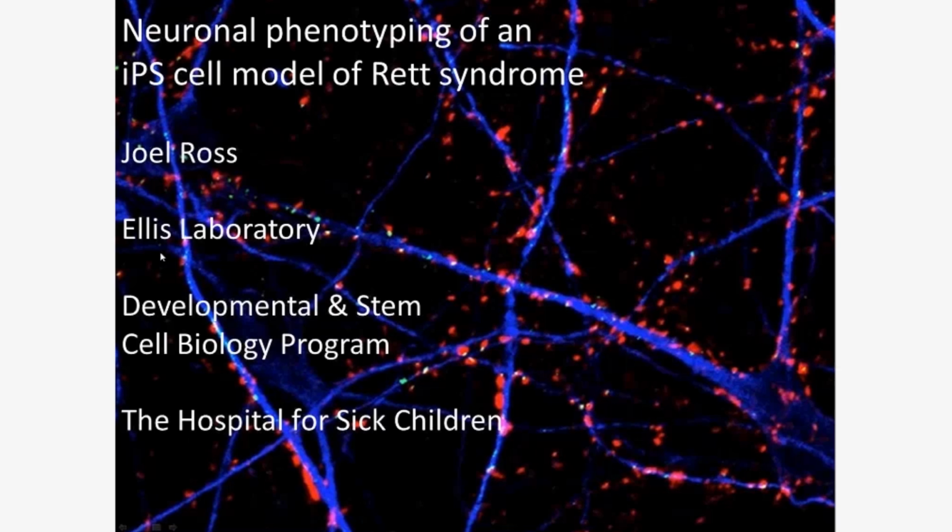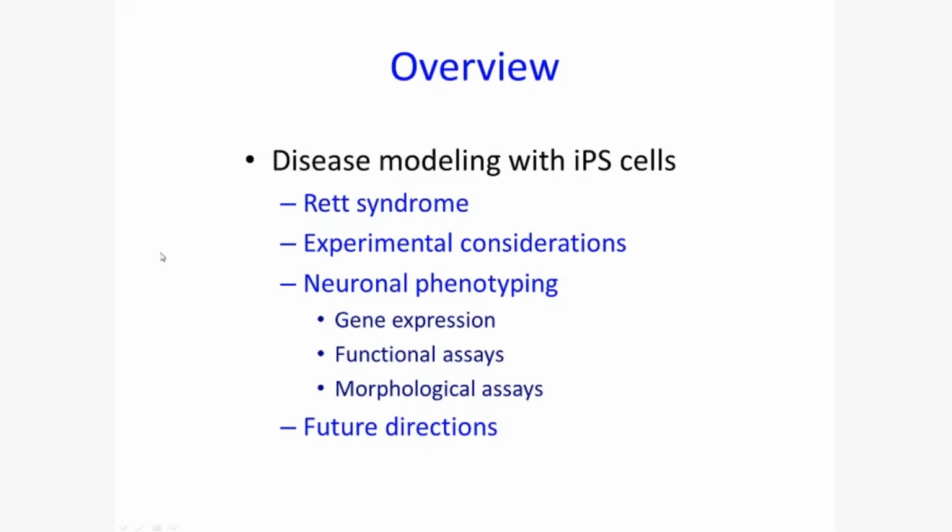My name is Joel Ross, and I'm a research associate in the laboratory of Dr. James Ellis at the Hospital for Sick Children. And today I'm going to be talking about some of the work that we've done on identifying neuronal phenotypes associated with neurodevelopmental disorders such as Rett syndrome using iPS cell-derived neurons.